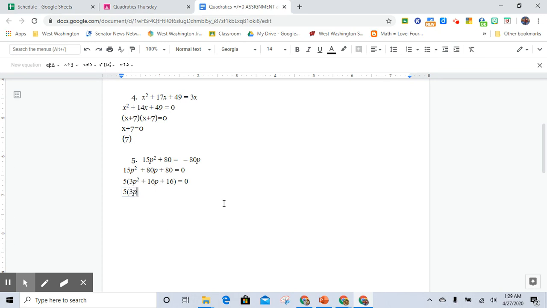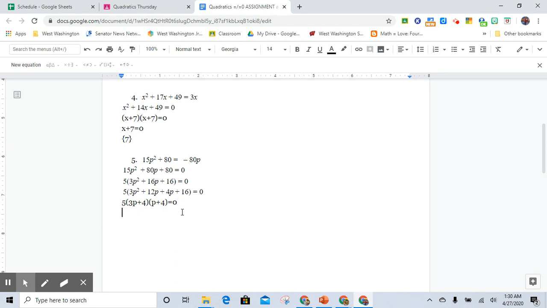So 3p squared plus 12p plus 4p plus 16 equals 0. And we would obviously group that and factor it. And I'm going to go ahead and skip that step because I want to keep this video short. It's going to be 3p plus 4 and p plus 4 equals 0. And yes, we have 3 pieces there. Each of them do need to be set equal to 0.